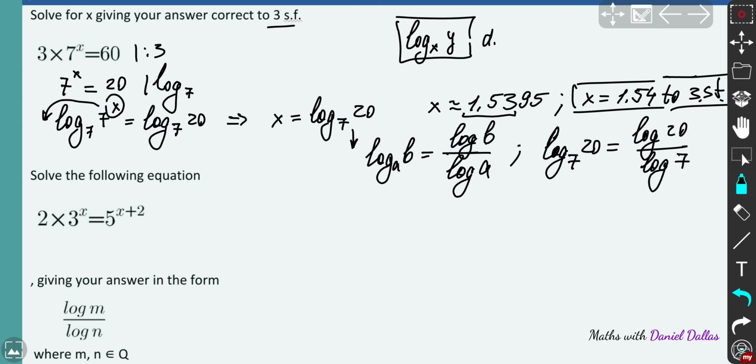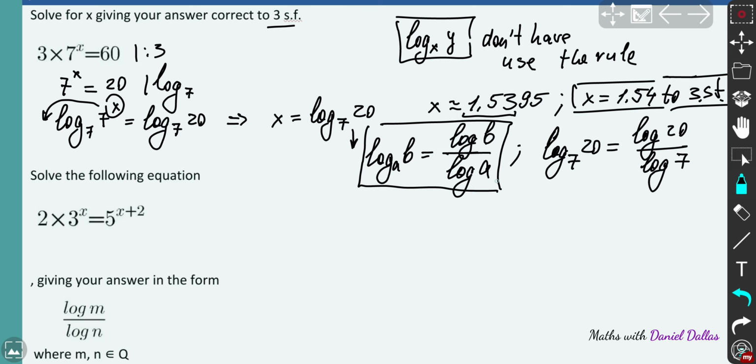So that's an alternative way. If you don't have this button, use the rule which is put here. All right, let's get to the next one.